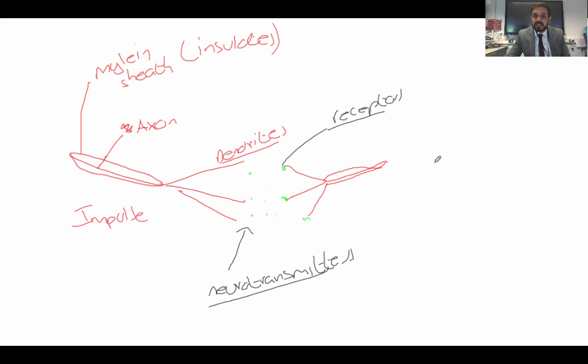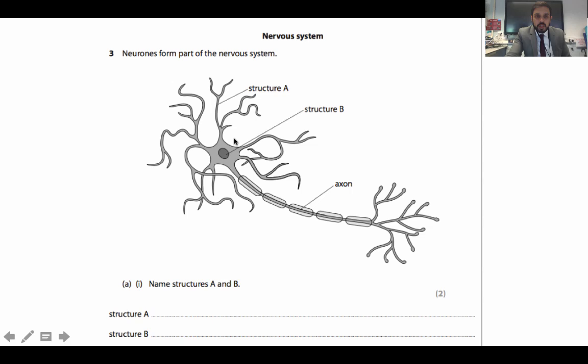That's it. So neurons are not joined together. There's a gap in between, and the gap is called a synapse. That's the name of the gap. Easy peasy. Okay, let's try a couple of questions.